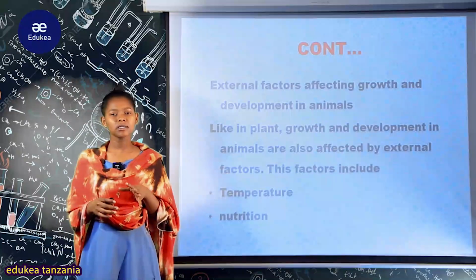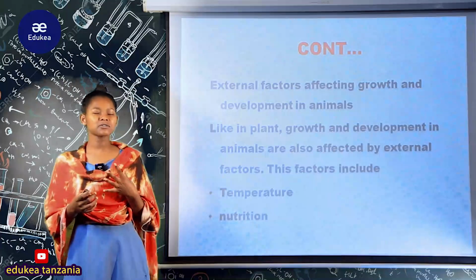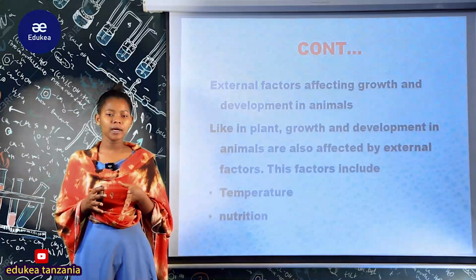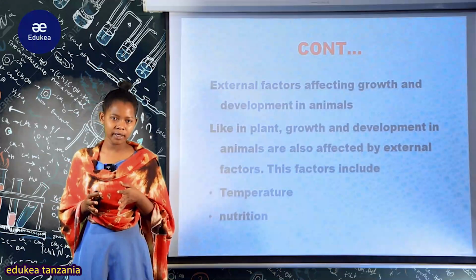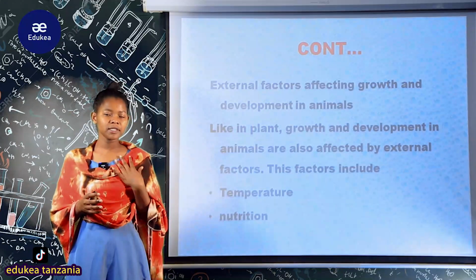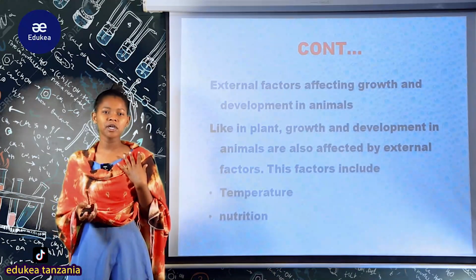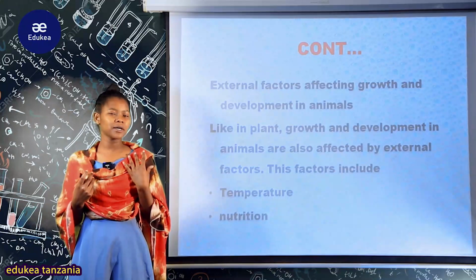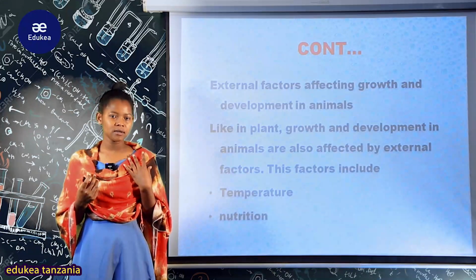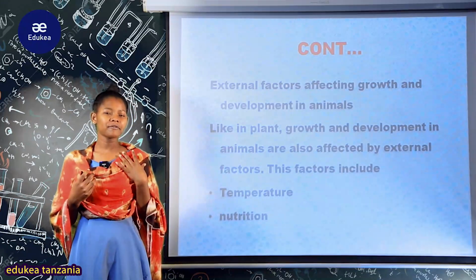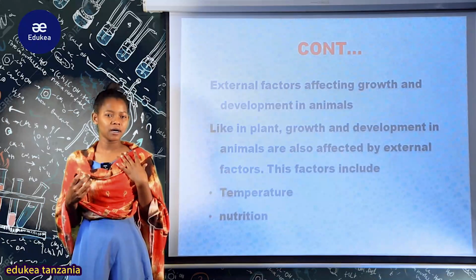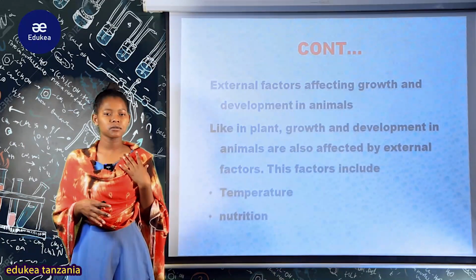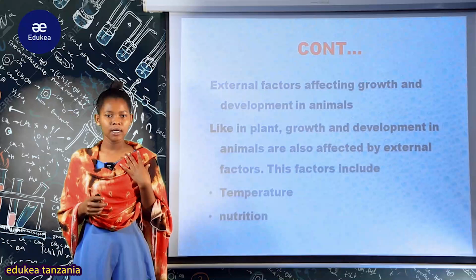Tunapoenda kuangalia zile external factors zinazo affect growth kwa wanyama, tunaangalia factors mbalimbali kama vile temperature, tutaangalia nutrition, tutaangalia availability ya oxygen gas kwa wanyama inaaffectije plant growth na nyingine nyingi.